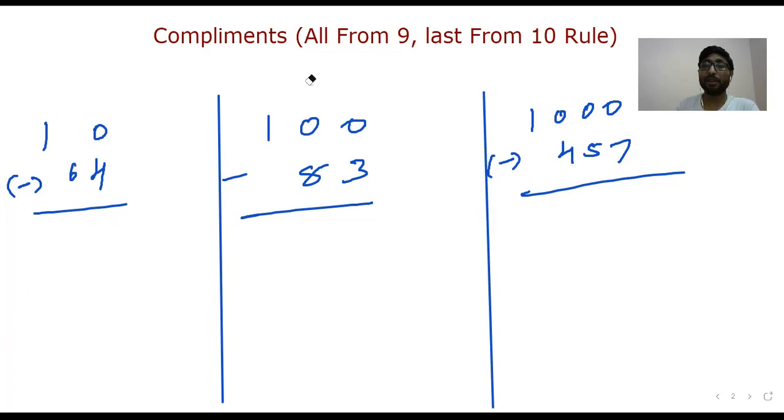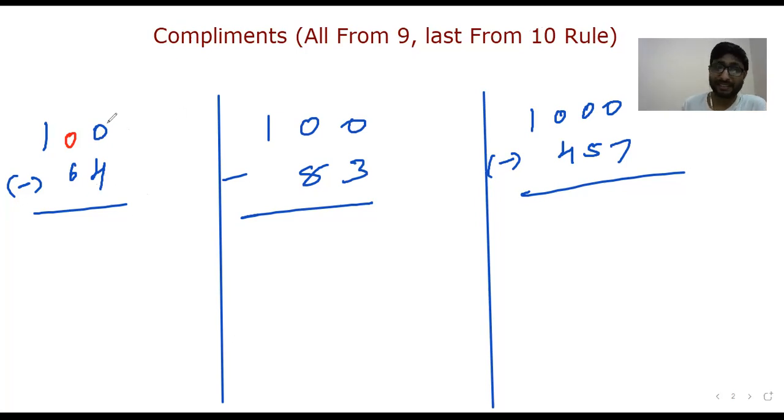Am I right? If the numbers are like that, 100 minus 64, 100 minus 83, 1000 minus 457, this is an application in subtraction and also in multiplication. You'll get this logic in both. In this rule, you have to apply the all from 9, last from 10 rule.